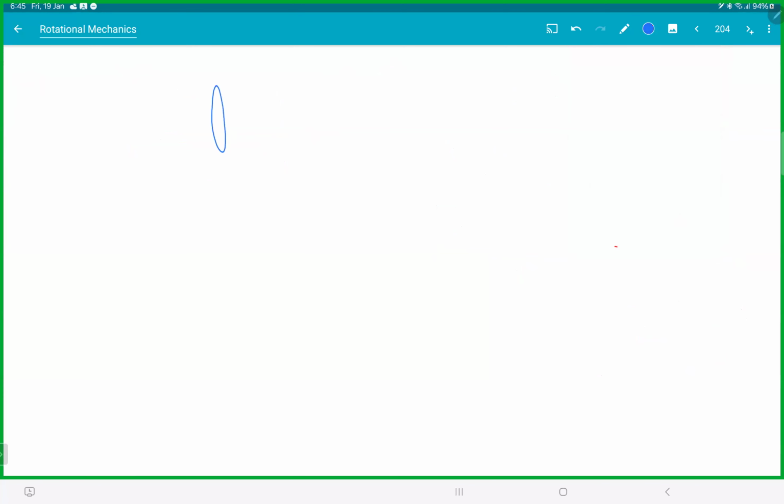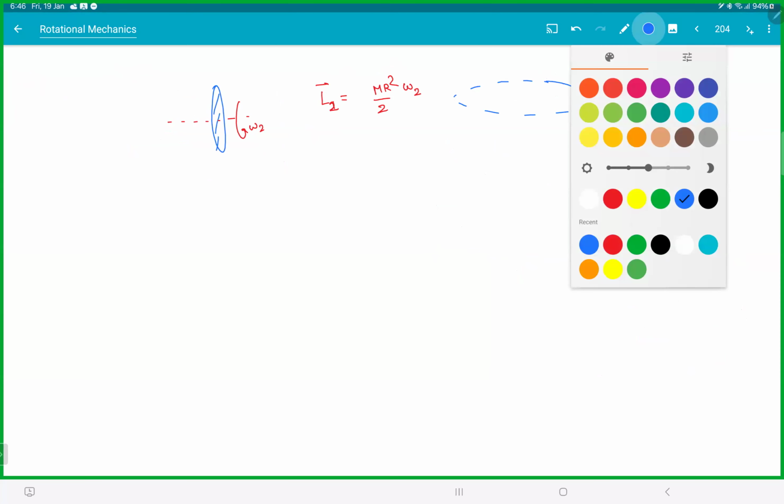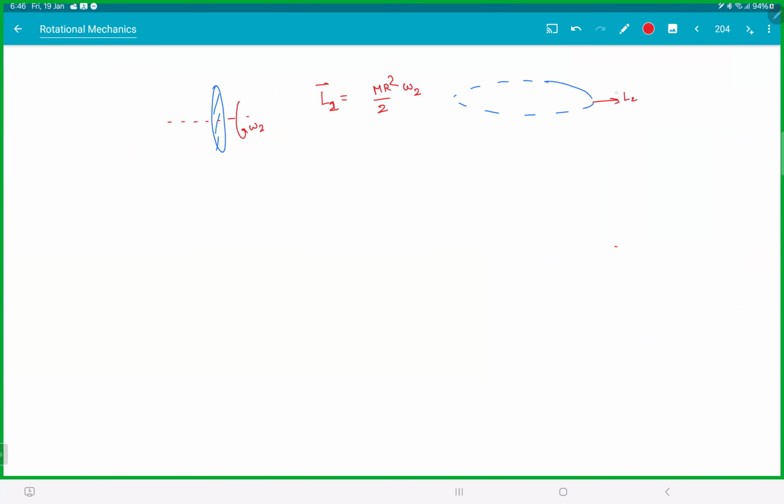So first thing, when you're rotating with omega 2, this angular momentum, let's call it L2, will be mr square by 2 omega 2. Now, what about the direction here? If you see this direction, it is not constant. L2 is like this, away from the center. So this is a variable component.